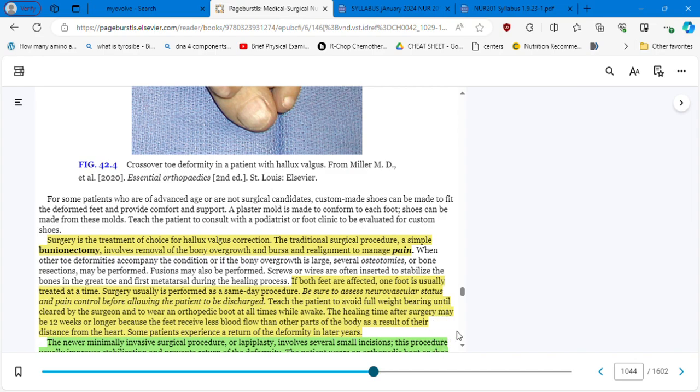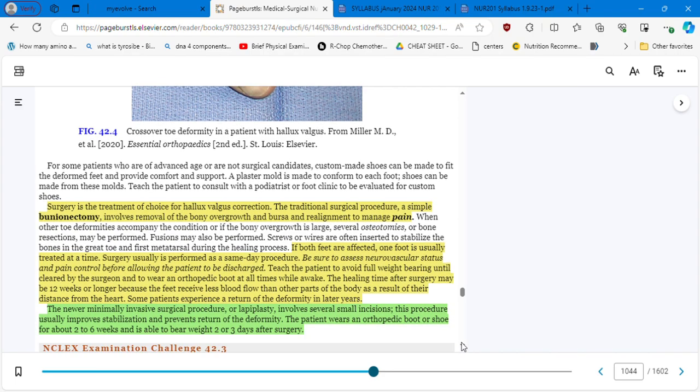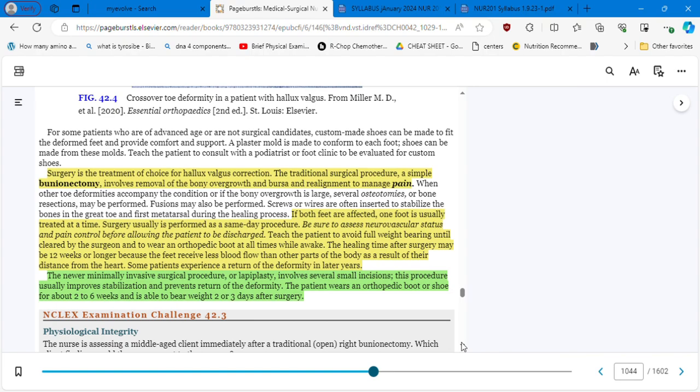The healing time after surgery may be 12 weeks or longer because the feet receive less blood flow than other parts of the body as a result of their distance from the heart. Exactly. Some patients experience a return of the deformity in later years.